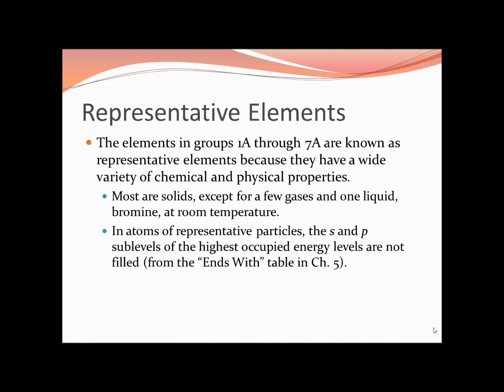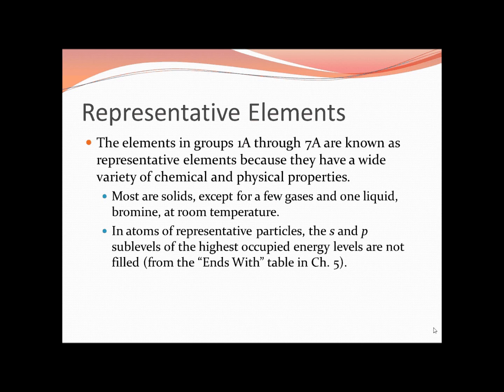The representative elements are elements that are in groups 1A through 7A. So the columns that are labeled 1A through 7A. And they're called this because they have a wide variety of chemical and physical properties. Most are solids at room temperature, except for a few gases and one liquid, which is bromine. They go all over the gamut of how they react with things, what they're used for, all of that stuff.